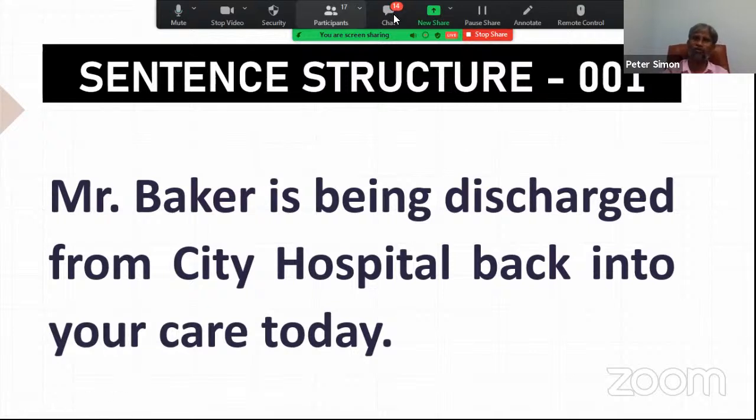Finished. Fourteen students have written. Mr. Baker has been discharged from your facility. Mr. Baker requires continuing care after being discharged today. Mr. Muhammad was in our care for complete heart block treatment. No, complete heart block.